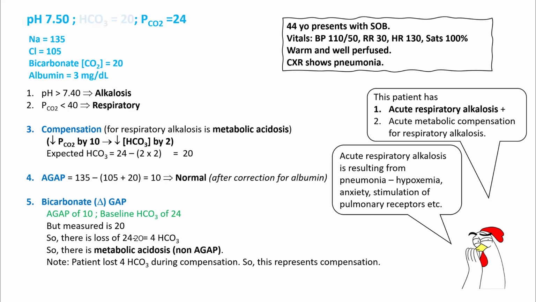Once you have interpreted the ABG, try to figure out what's causing the underlying acid-base problem. So in this patient, acute respiratory alkalosis is resulting from pneumonia. Most likely this patient has anxiety and stimulation of pulmonary receptors by inflammation in the lungs. Since his SATs are 100%, possibly hypoxemia is not the driving factor.